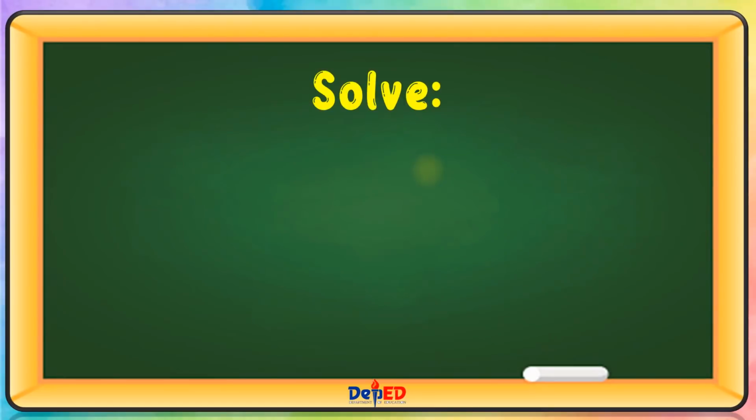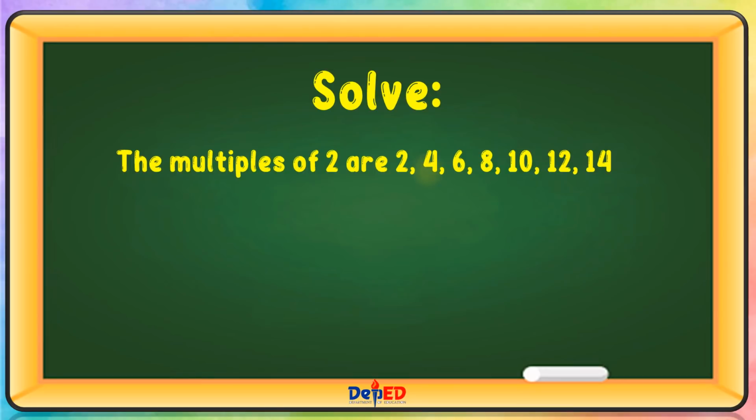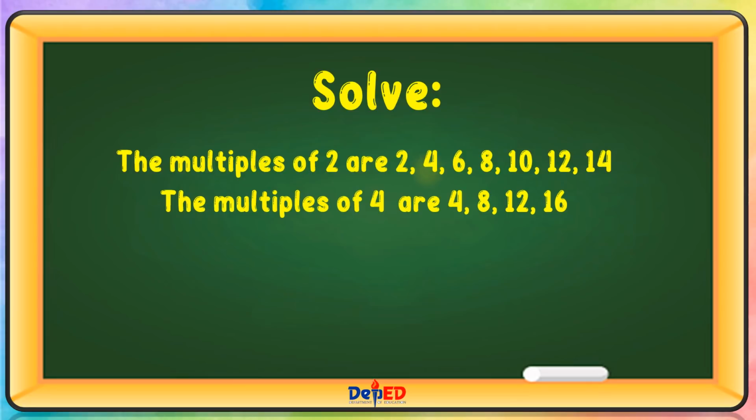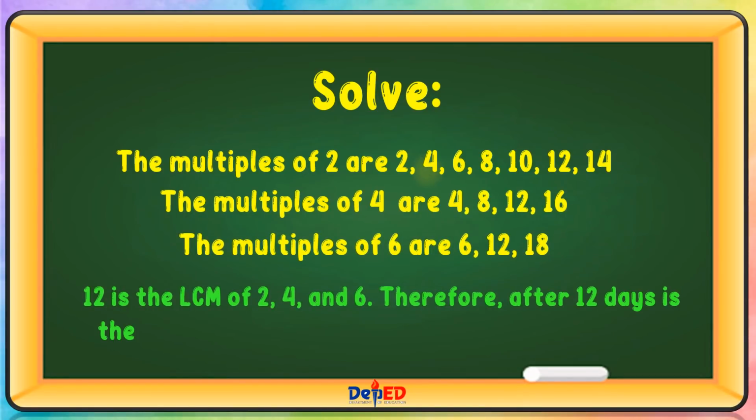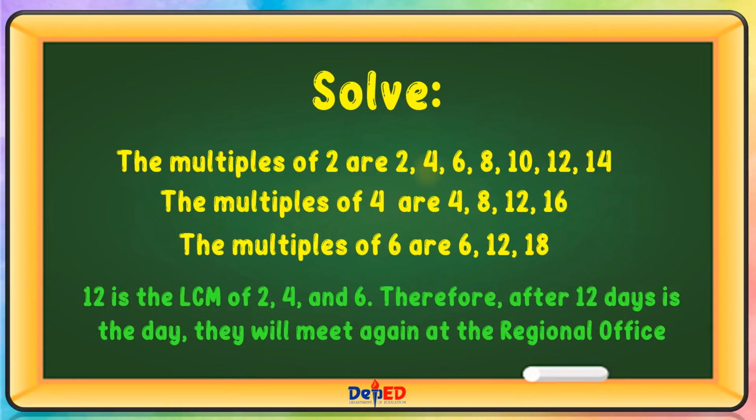Let us solve. The multiples of 2 are 2, 4, 6, 8, 10, 12, 14. The multiples of 4 are 4, 8, 12, 16. The multiples of 6 are 6, 12, 18. 12 is the LCM of 2, 4, and 6. Therefore, after 12 days is the day they will meet again at the regional office.